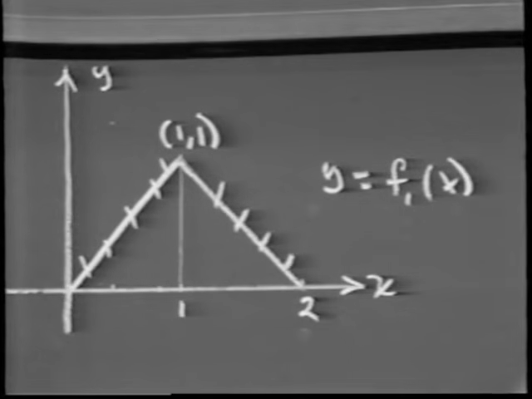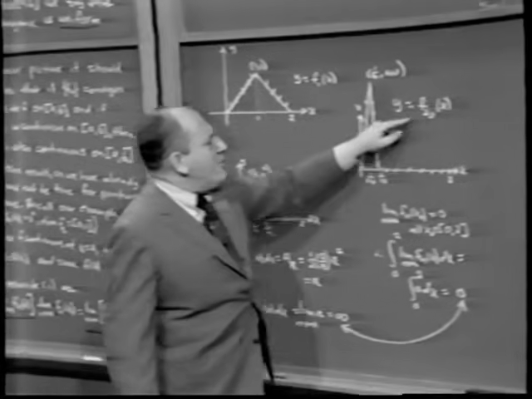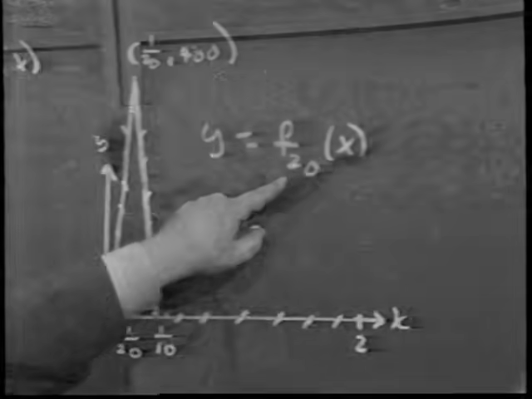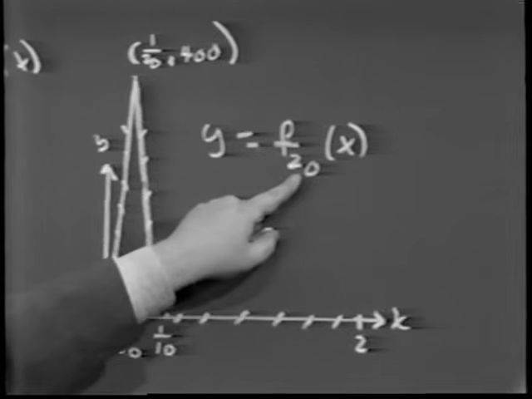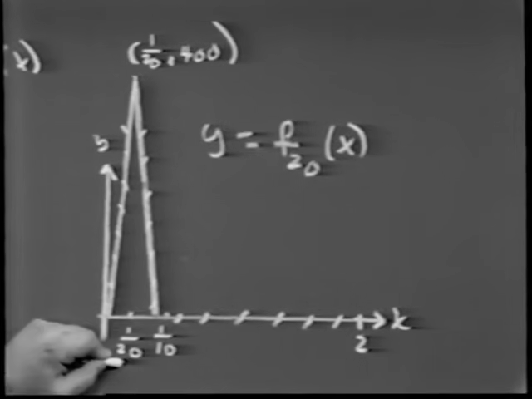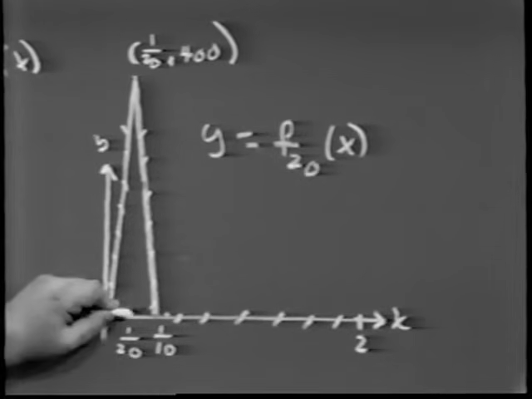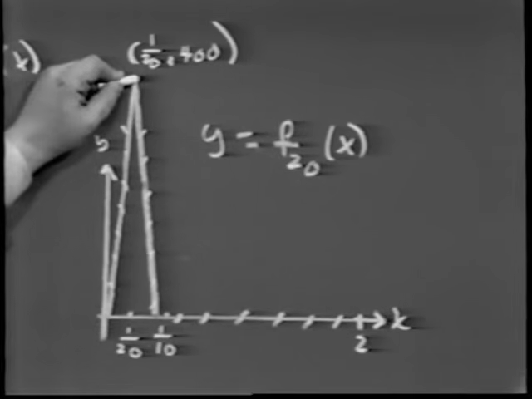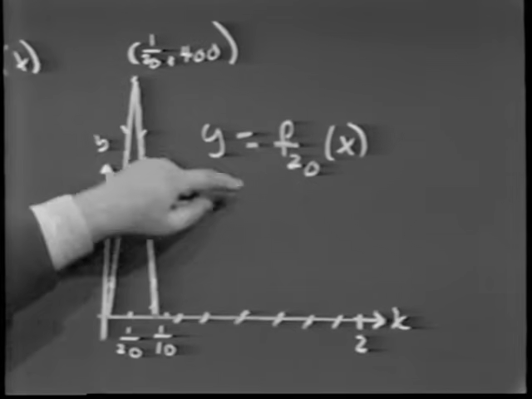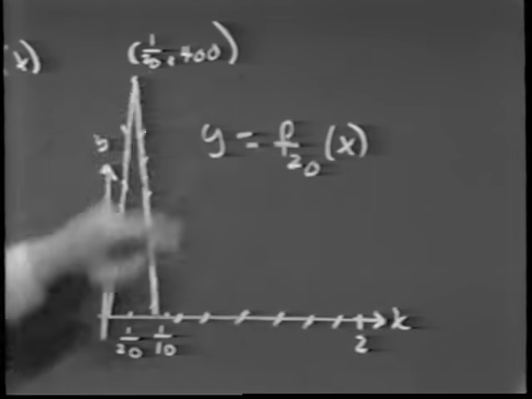Oh, let's try a tougher one. Let's see what the member f sub 20 looks like. Recall how you draw this now. With the subscript 20, what do you do? You come into the point 1 over 20, okay? And at that point, you locate the point 1 over 20, comma, n squared, in this case 400.